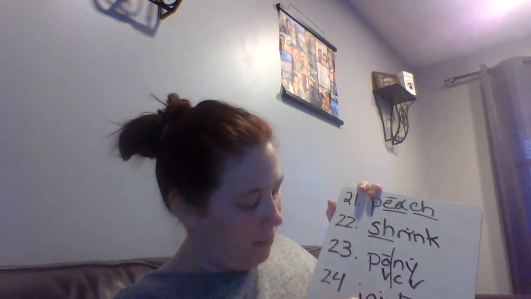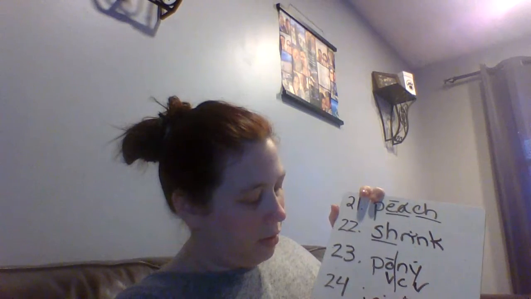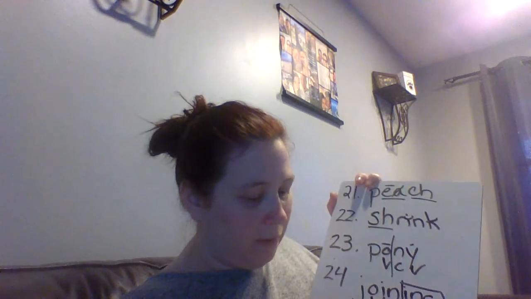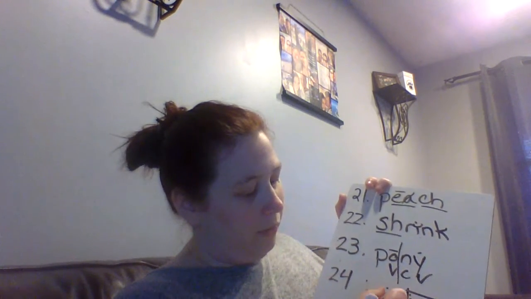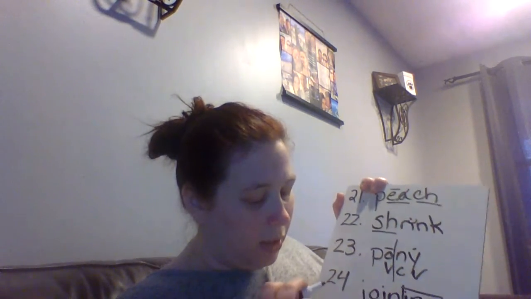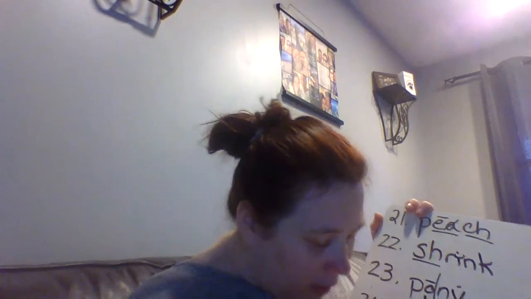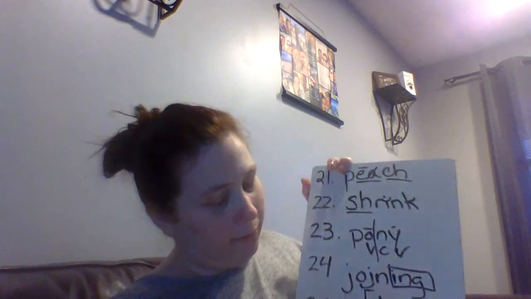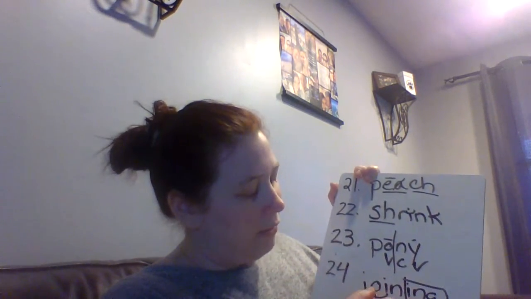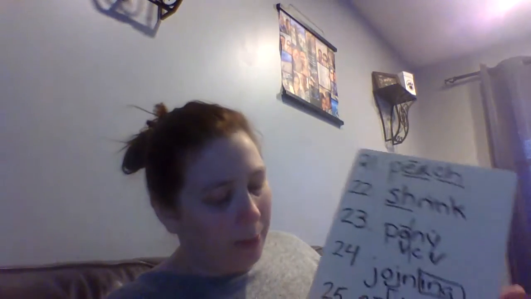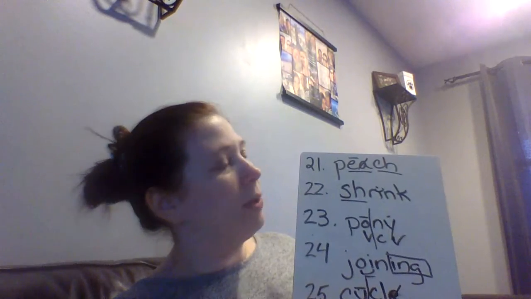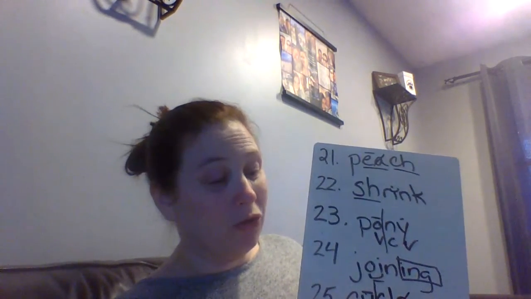Number 25, we have cycle. Oops, that was right. I spelled it right. Doubting myself. All right. Here we have our final stable syllable, the CLE, and we cross off the E. Here we have the soft C, so it gets that kind of S-looking 5 underneath of it. And then our Y is making that I sound, so it's going to get that macron on top of it. All right. And then on here, you're going to draw a line from the word that matches the picture over to the side.